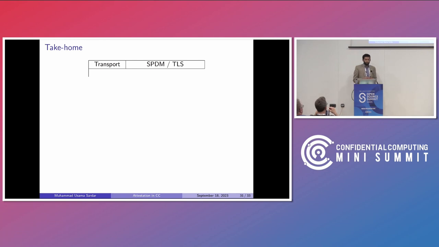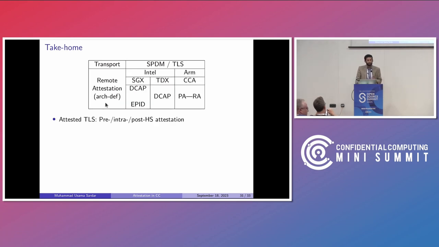Okay, let's see what we take home from all of this effort. Here is what I have been discussing: the transport layer is on the top, SPDM or the TLS protocol. And here is the architecturally defined attestation, the DCAP, or the platform attester, realm attester for CCA. And this is the thing that we have added to the picture. Now this is verified. This is formally verified.